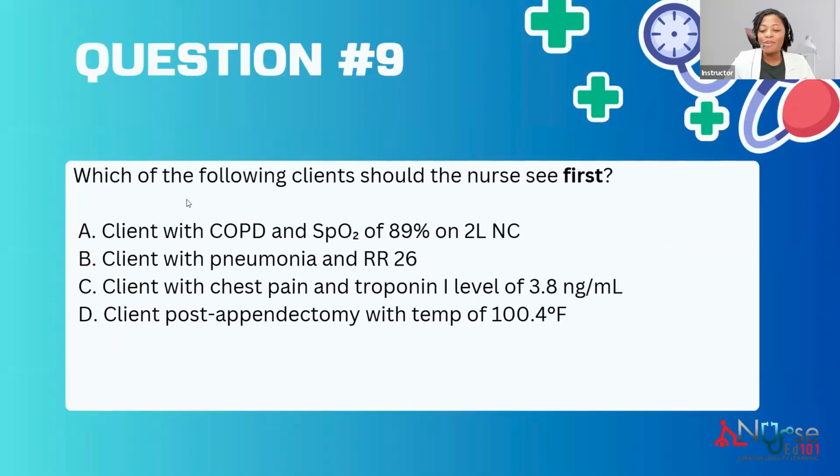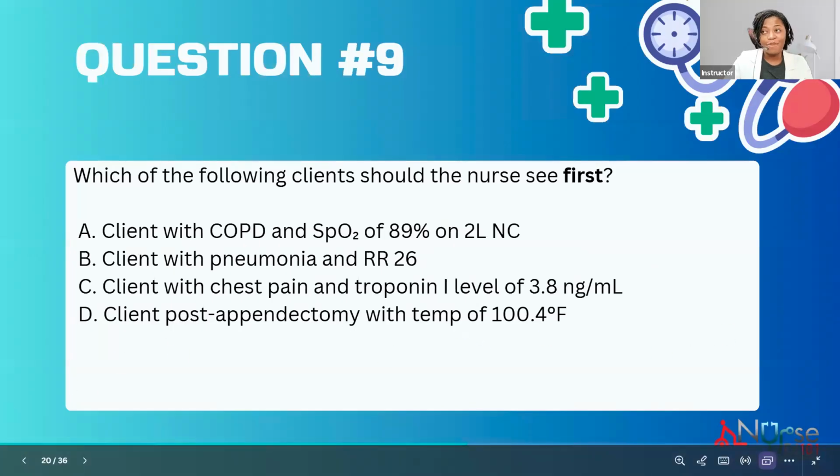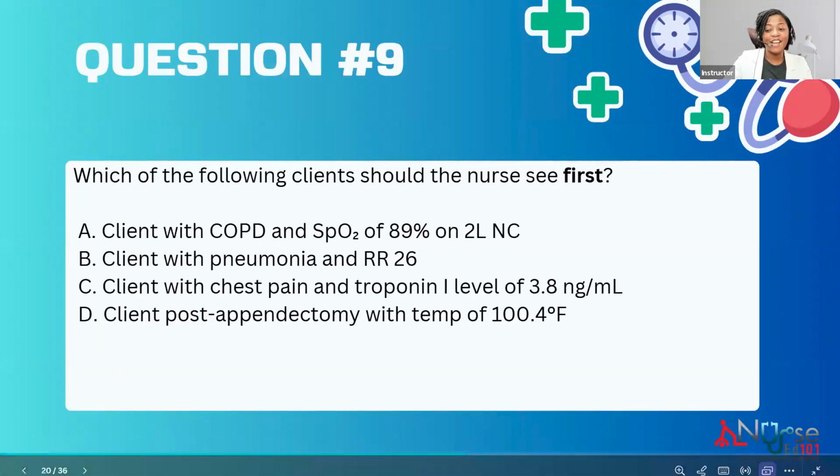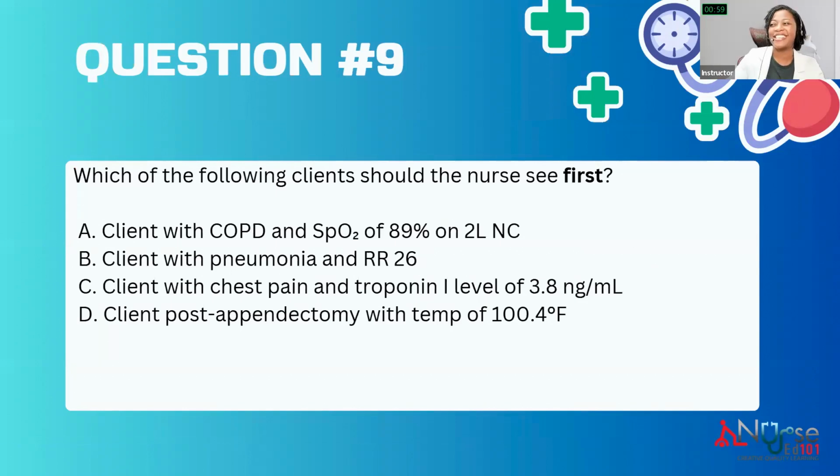All right, let's hit on. We're doing good. All right, question number 9. It says, which of the following clients should our nurse see first? Keep your ABCs in mind and anything else that may help you to answer this question. Who are we going to see first? Who's the most unstable? Who has unexpected findings? Unexpected findings, unstable. Again, we keep our ABCs in mind.